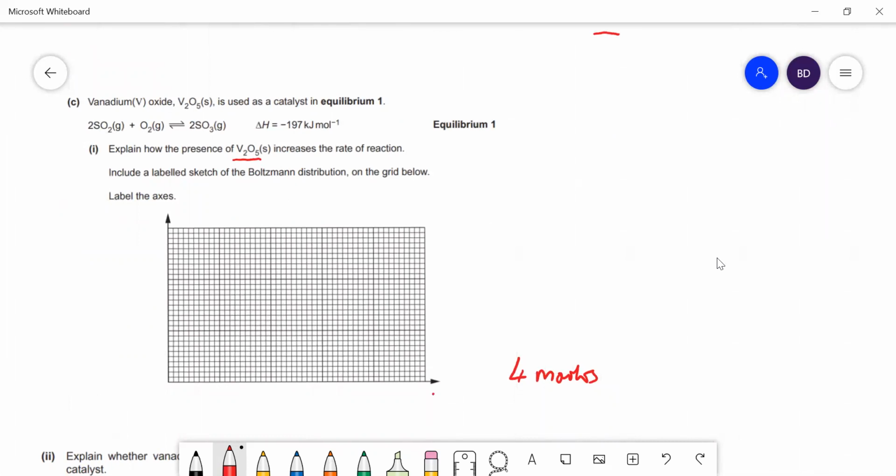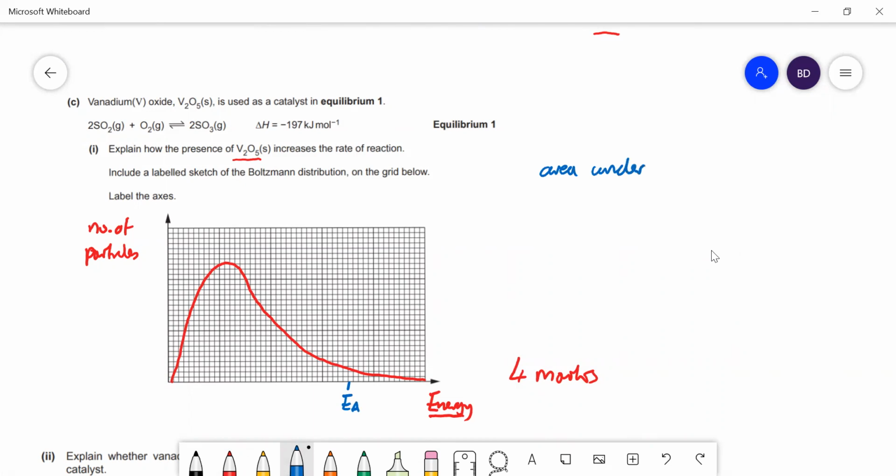So on this one, we want energy. On this axis, we want number of particles. And the Boltzmann curve looks something like this. Okay, so it's skewed to the right. Now, we need to write down this is energy here. So this will be the activation energy without a catalyst. The area under the curve is proportional to the number of molecules.